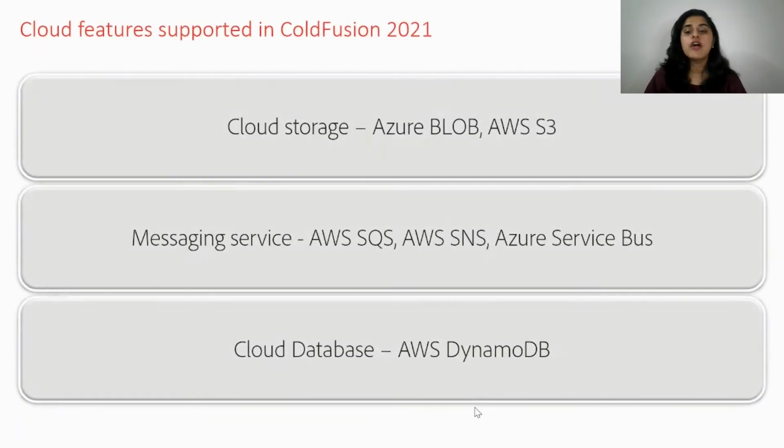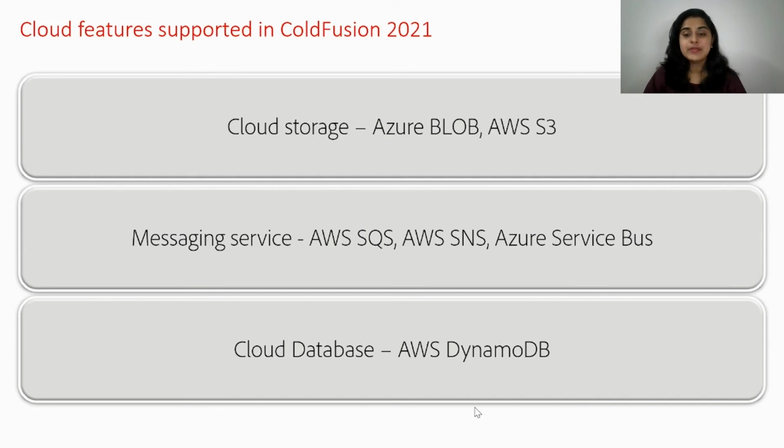So here's the list of cloud features that are supported by ColdFusion 2021. In cloud storage, we have AWS S3 and Azure Blob. In messaging service, we have AWS SQS, AWS SNS, and Azure Service Bus. In cloud database, we have AWS DynamoDB. To learn more about AWS Cloud with Adobe ColdFusion 2021, you can attend the talk by George Murphy at 11:40 a.m. PT. Using ColdFusion, we can access these set of cloud features, and the same can be monitored using PMT.